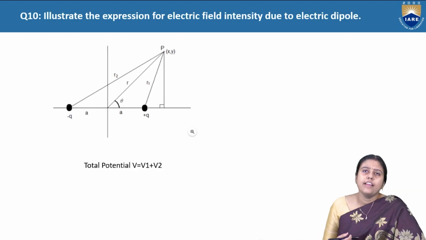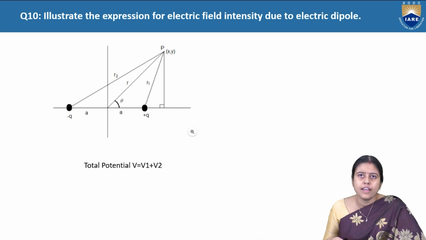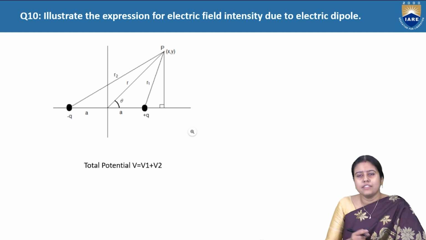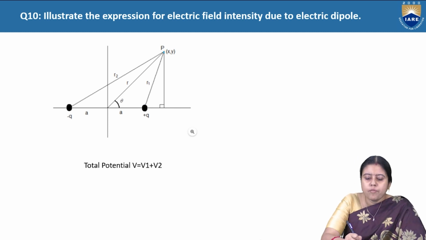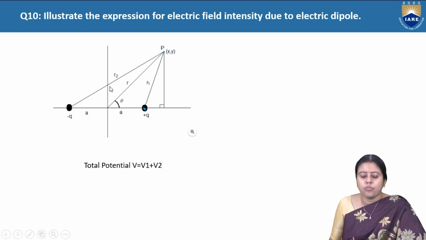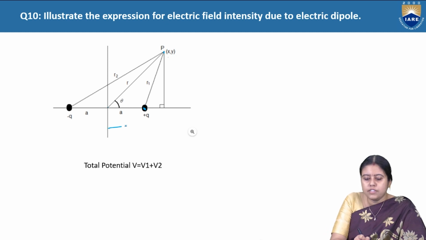Next question. Illustrate the expression for electric field intensity due to a dipole. So already I have discussed this in the dipole moment. Just one quick revision. We have one point P. This is the plus q charge. So what is the distance? This distance is a, and if this point is (x, y), so this point is x. So what is the distance of this point? This point is x minus a, and this height is y.